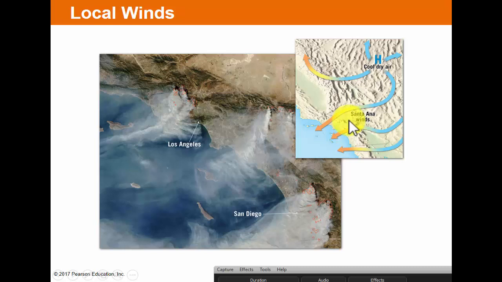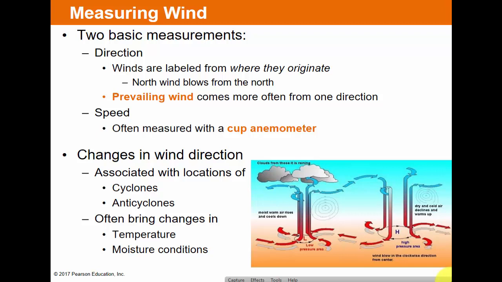How do we measure the wind? We measure the wind in direction and in speed. And wind direction, the way it's labeled, is the direction from which the wind originated. So a north wind is coming from the north, and a south wind is coming from the south. Winds are labeled from where they originate. North winds blow from the north. Prevailing winds mean, of course, that winds are blowing generally from one direction. The prevailing wind in Florida is from the east and southeast.